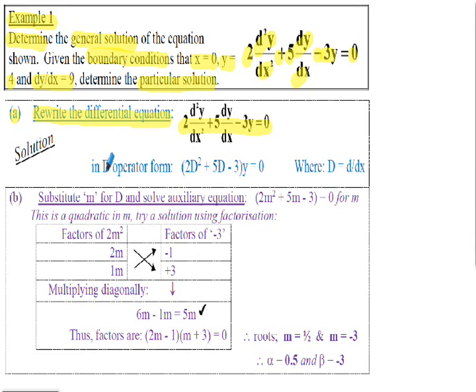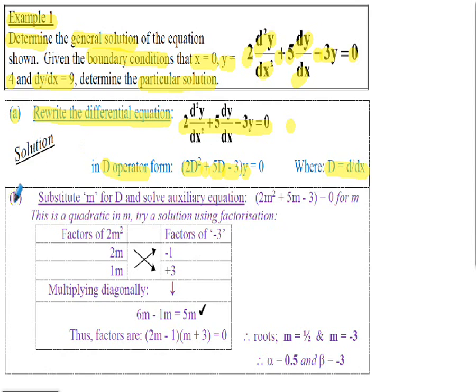So writing in D operator form and factorising on the y, from above we will get 2D squared plus 5D minus 3 inside the bracket, and that's all multiplied by the y. So we factorise this equation on the y and wrote it in D operator format.